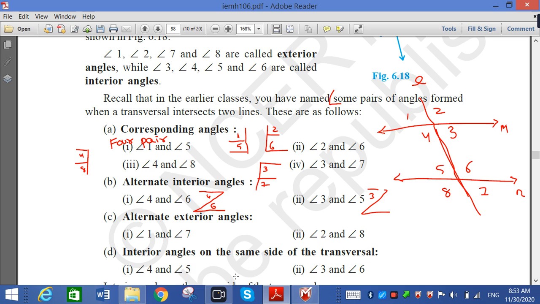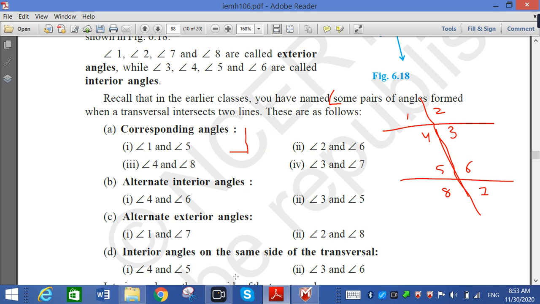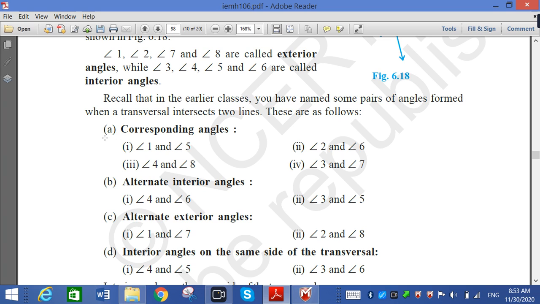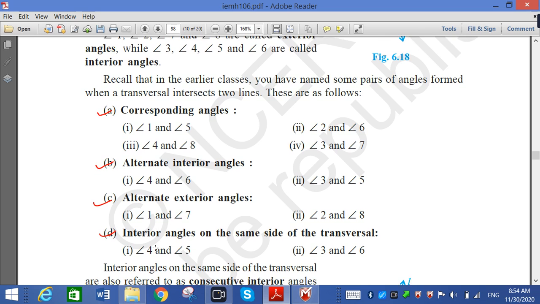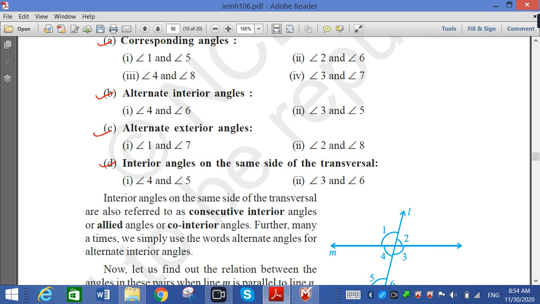So 4 types of different angles we can generate if 2 lines are there and 1 transversal line is there. If 1 transversal line intersects the 2 lines at P and Q, then it generates 8 angles. How many angles does it generate? 8 angles generate. And those 8 angles have types: corresponding angle, alternate interior angle, alternate exterior angle, and interior angle. Interior angle, now we go deeply.